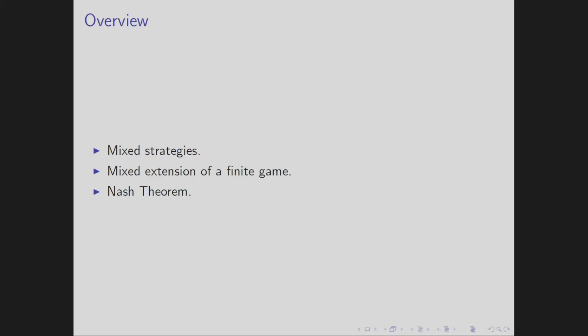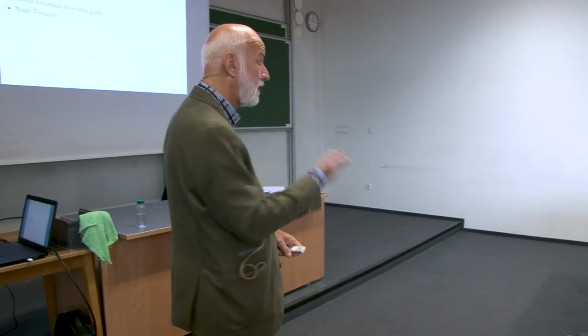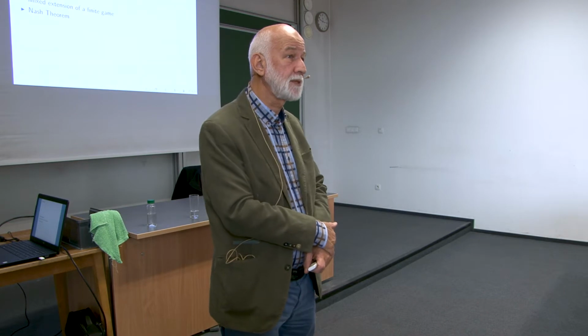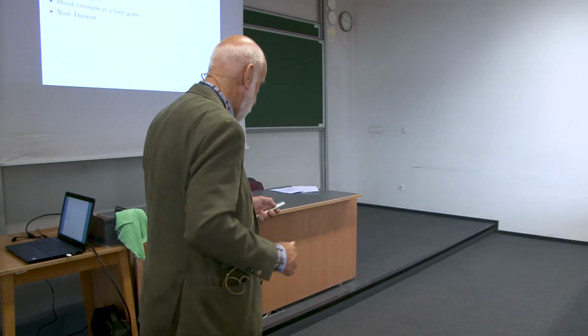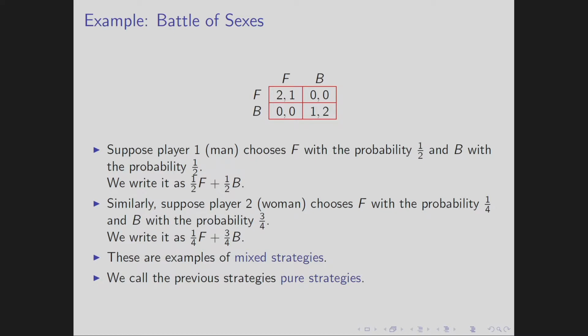First I have to be a bit more precise about what mixed strategies are. You remember them perhaps from the first lecture. It was a bit informal. Then I will make it more precise what this mixed extension of a finite game is, and we'll discuss the Nash theorem. So let's go back to the battle of sexes game. Suppose now that we play it in a different way, that we allow probabilities, and this first player chooses fight, F, with probability half, and the other with probability half as well. So we write such a strategy as a simple expression, half F plus half B.